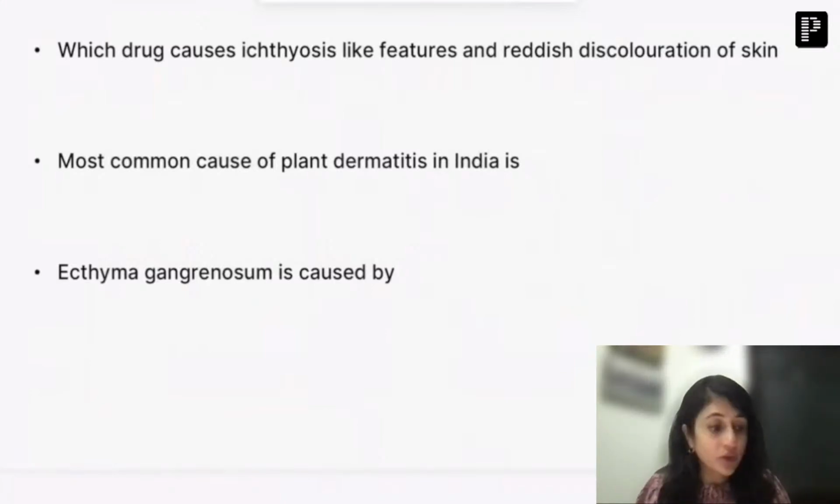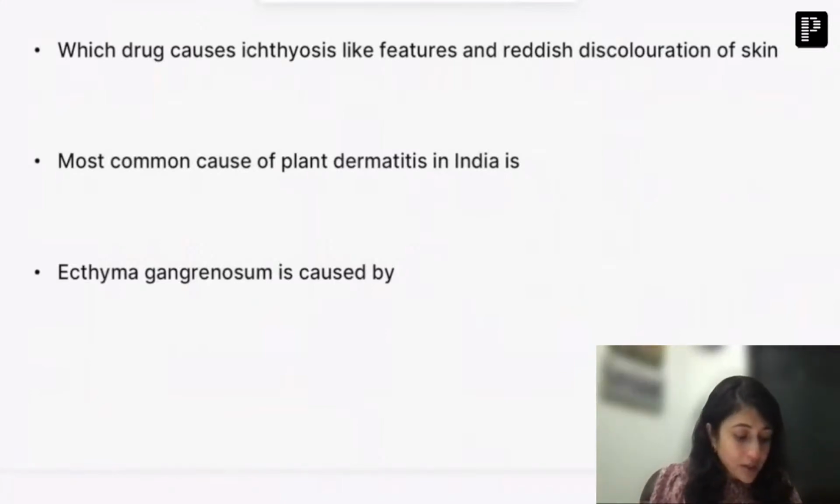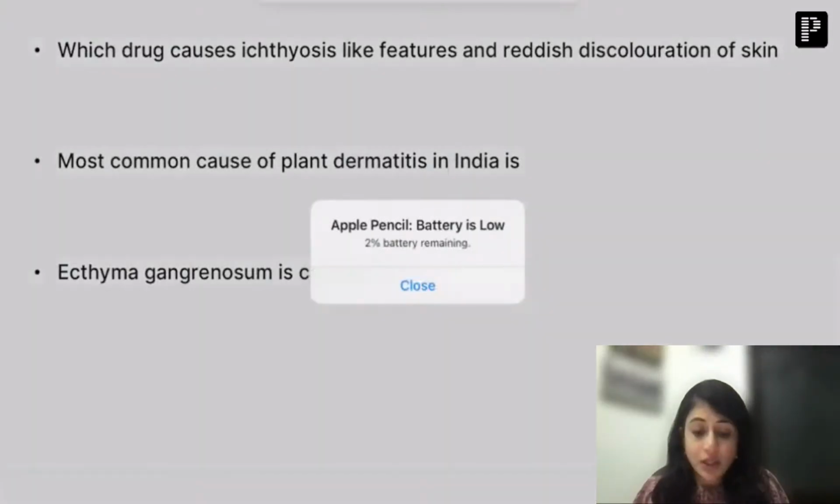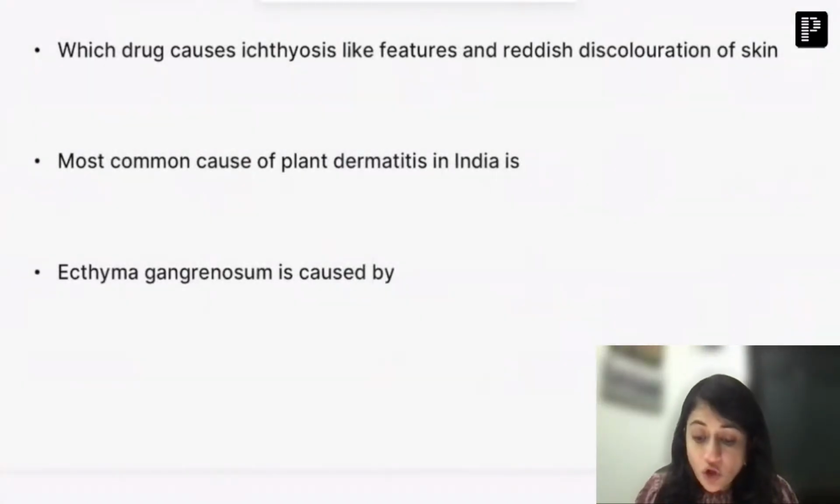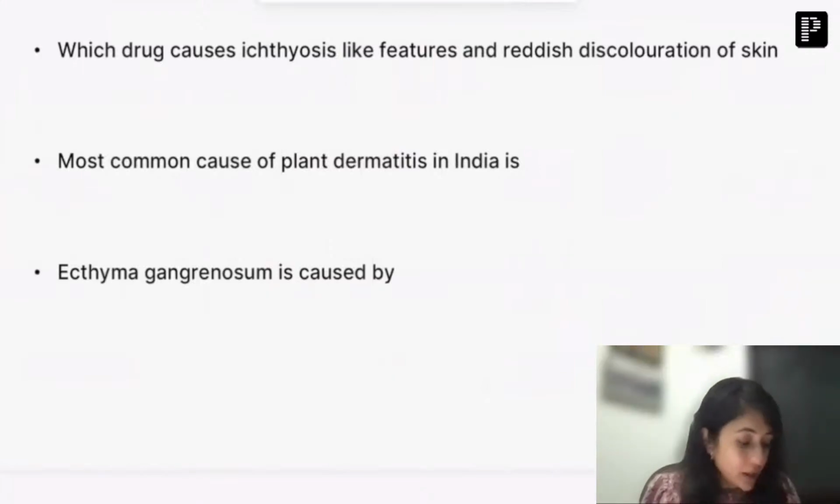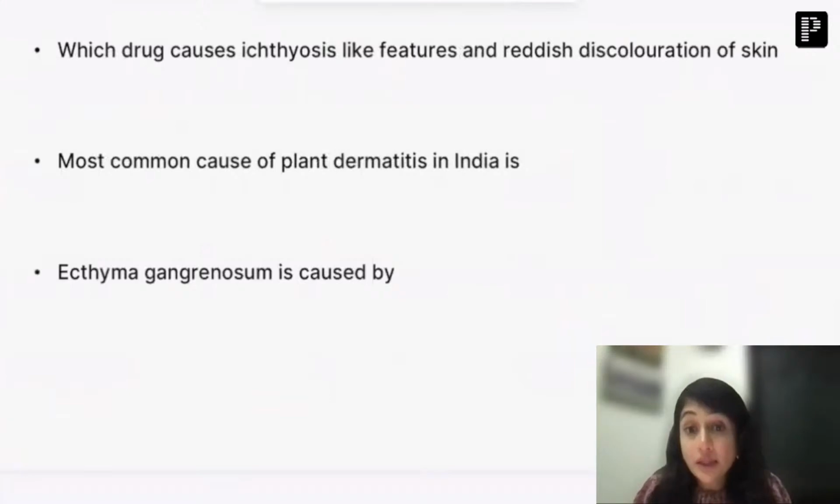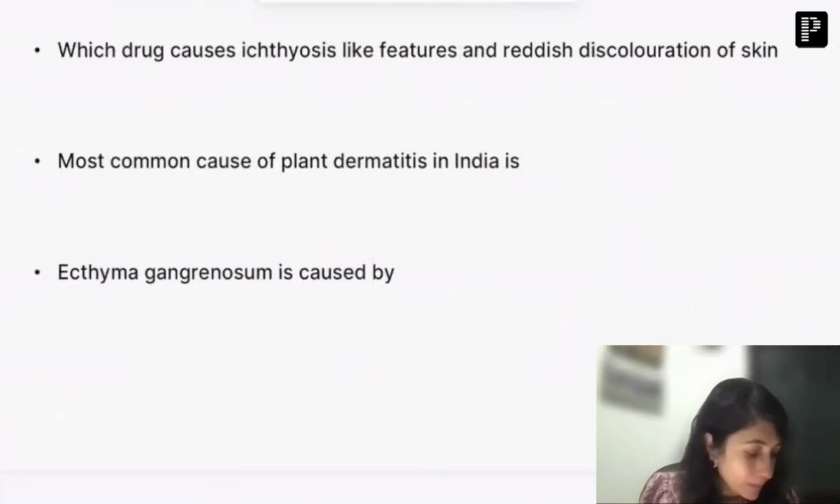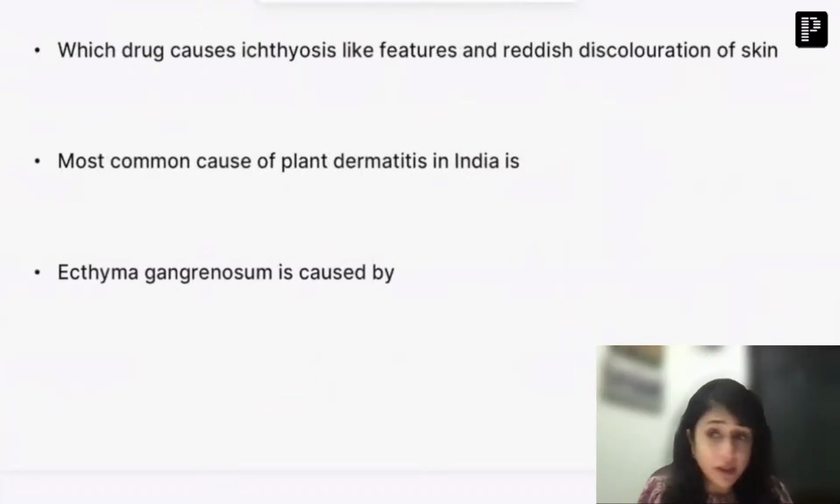So I'll discuss orally till then. So yes, clofazimine is something which causes ichthyosis-like features and reddish discoloration of skin. Most common cause of plant dermatitis in India, I would say you should still go for Parthenium dermatitis. Don't say poison ivy, say Parthenium dermatitis, and the antigen there is sesquiterpene lactone. Please say Parthenium because still we follow Parthenium dermatitis.